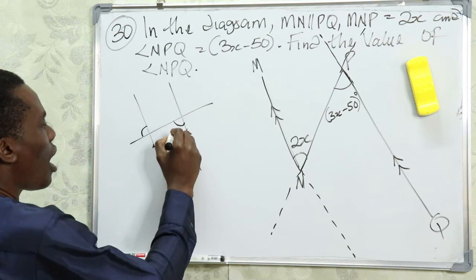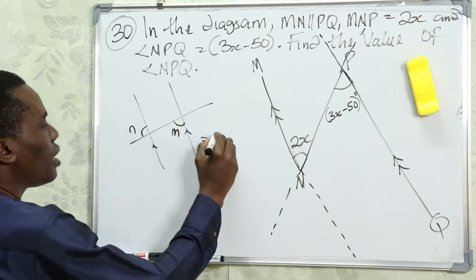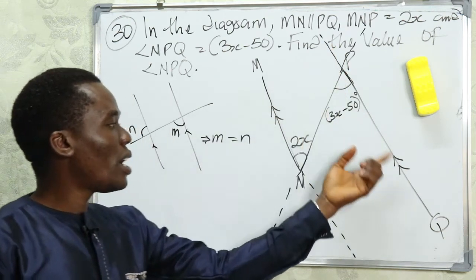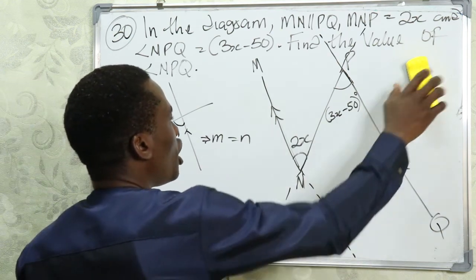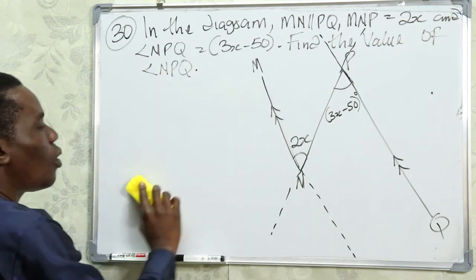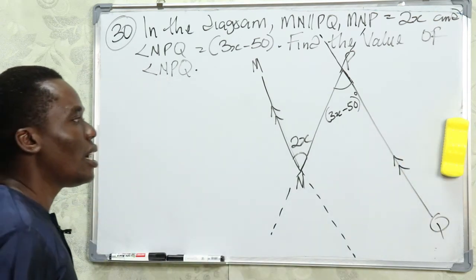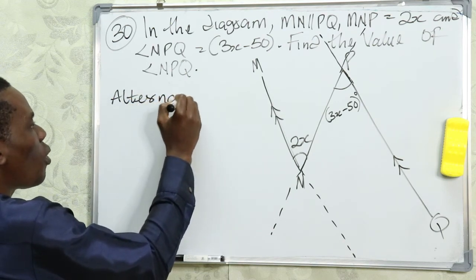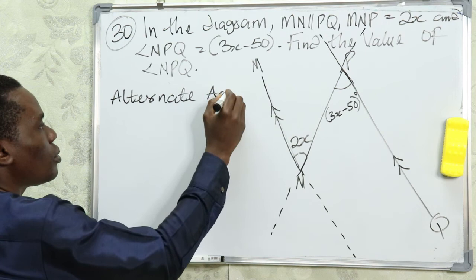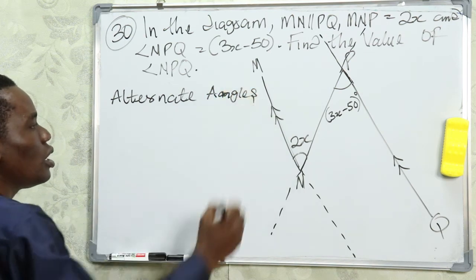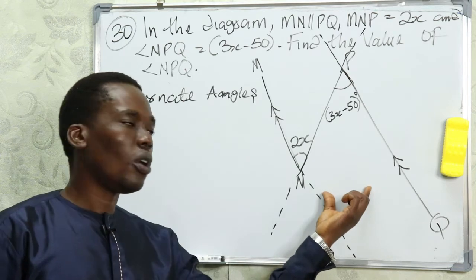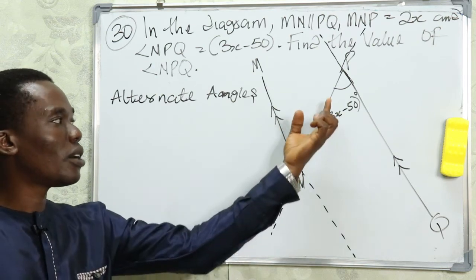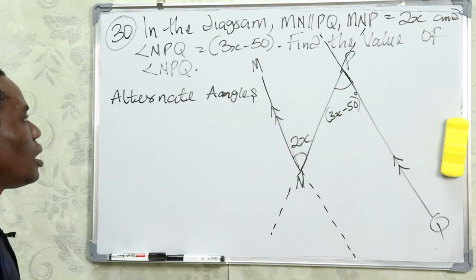So if this angle is M and this is N, definitely M will be equal to N, and that is exactly what we are seeing here if we extend this angle. So if these two angles are equal, they are alternate angles, so we can say they are equal. We are looking at what we call alternate angles. So the rule in angles is that when two angles are alternate, they are equal.